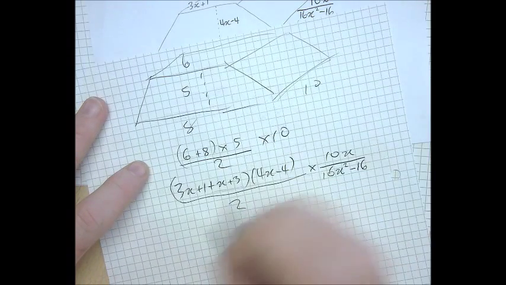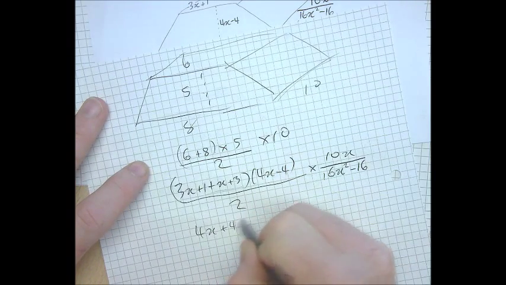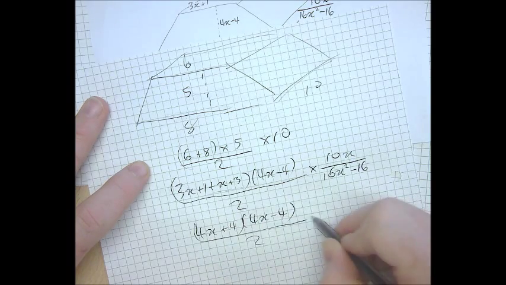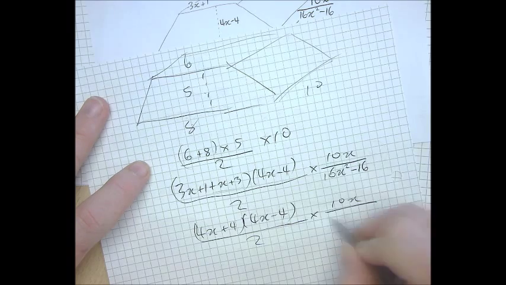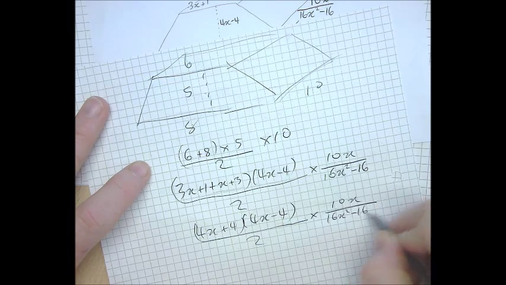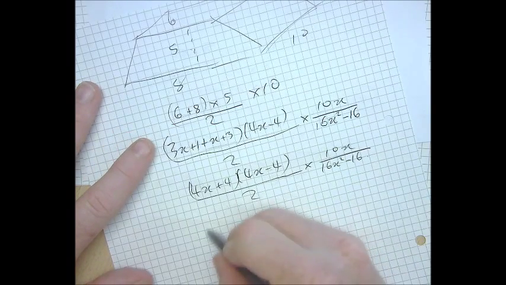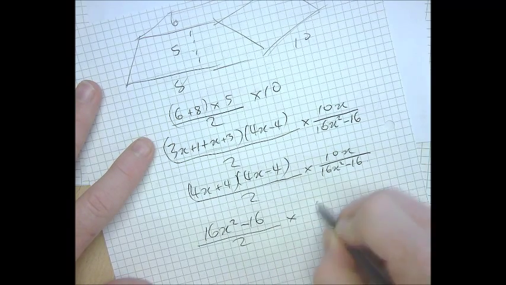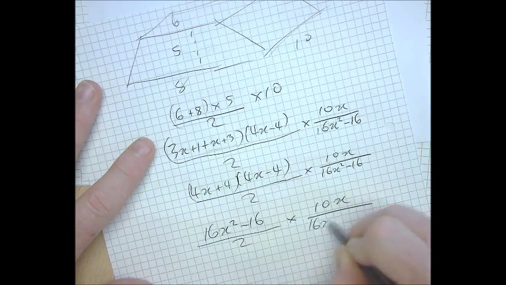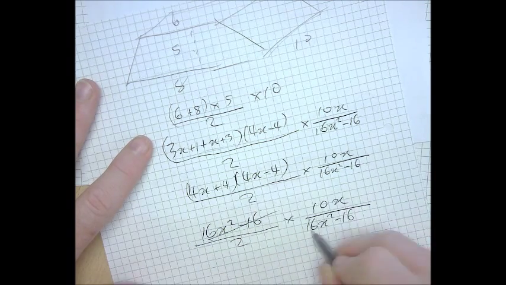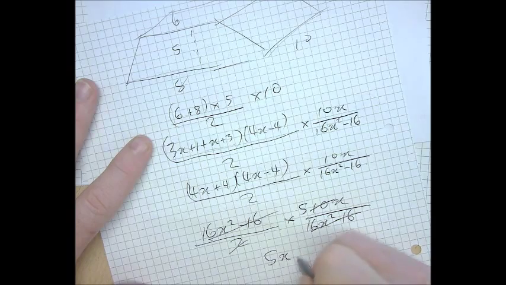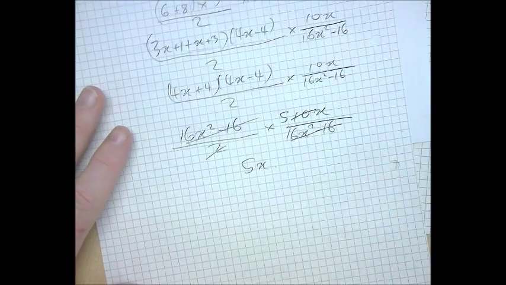Okay, let's simplify that. So that's 4x plus 4, 4x minus 4, all over 2, times 10x. Okay, that's the same bracket twice, one with the plus, one with the minus. That becomes a difference of two squares. Cancel that, cancel that, cancel that, and that. So the expression for the volume is 5x.